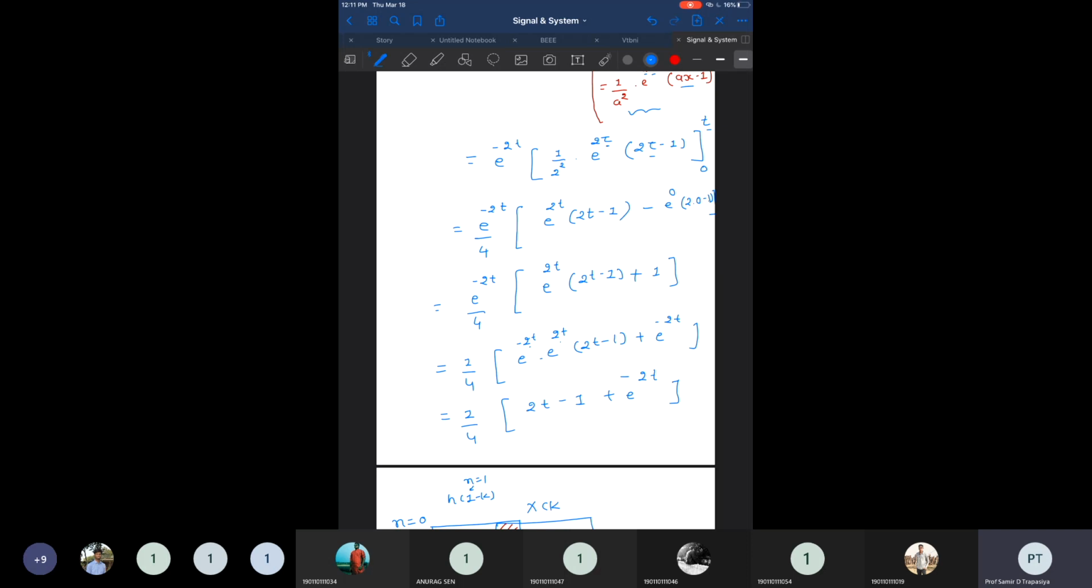What is the convolution function? It is x1 of t and x2 of t. So this was the final example.